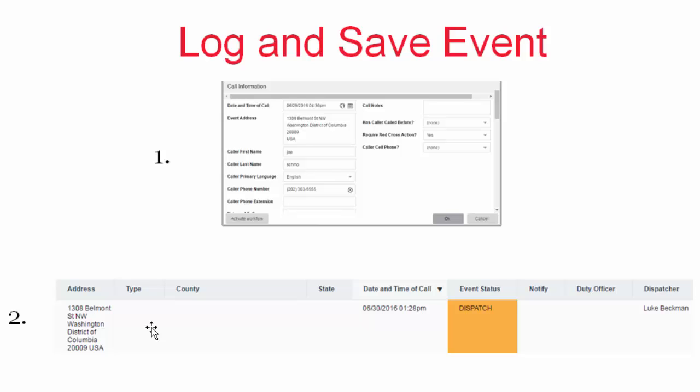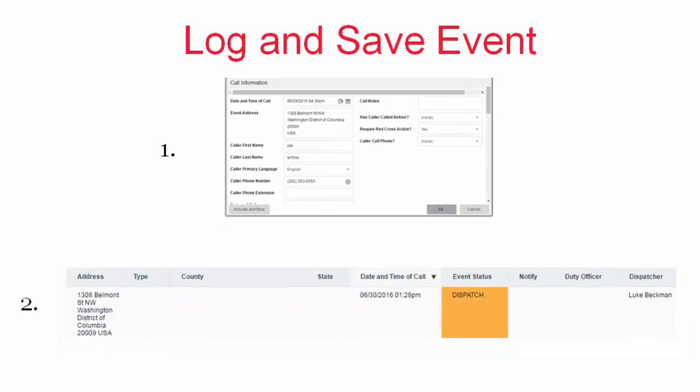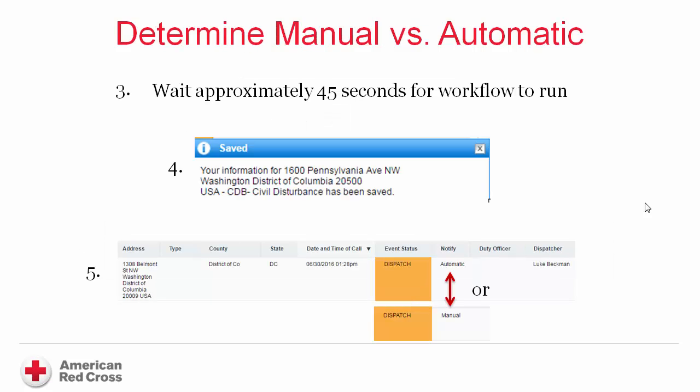and you'll then see the row of that event shown in the event widget on your dashboard. You'll notice, however, that the county field is blank, even though you put in an address above, and the notify field is blank, and also event status will say dispatch. This is because a workflow has to run that will determine whether this is a manual or an automatic dispatch process. You have to wait approximately 45 seconds for the workflow to run. The workflow can run in as short as 10 seconds or as long as 45 seconds.